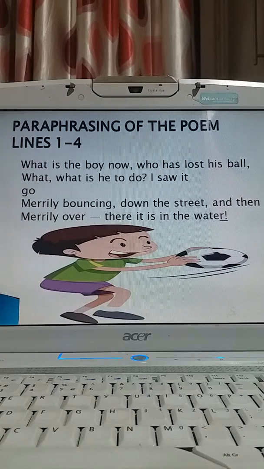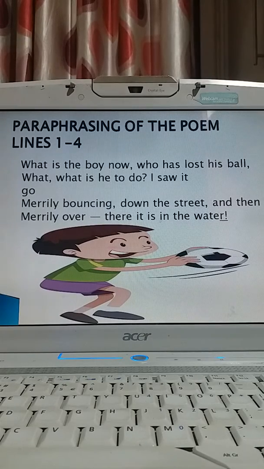And the poet says he has been a witness. He has seen the boy merrily bouncing the ball, happily in his hands, down the street, and while he was so happy running after the ball, it went into the water. So this means that when the ball skipped from the boy's hand, it went straight into the water.